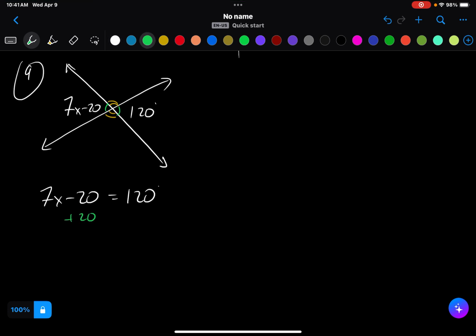Add 20 to both sides to solve for x. So 7x is just going to be equal to 140. Oops, that's supposed to be an addition sign here. There we go. And then just divide by 7 to get rid of that 7. And x is just going to be 20. That's it. That's number 9, right? Couldn't really get much easier than that. All right, number 10.